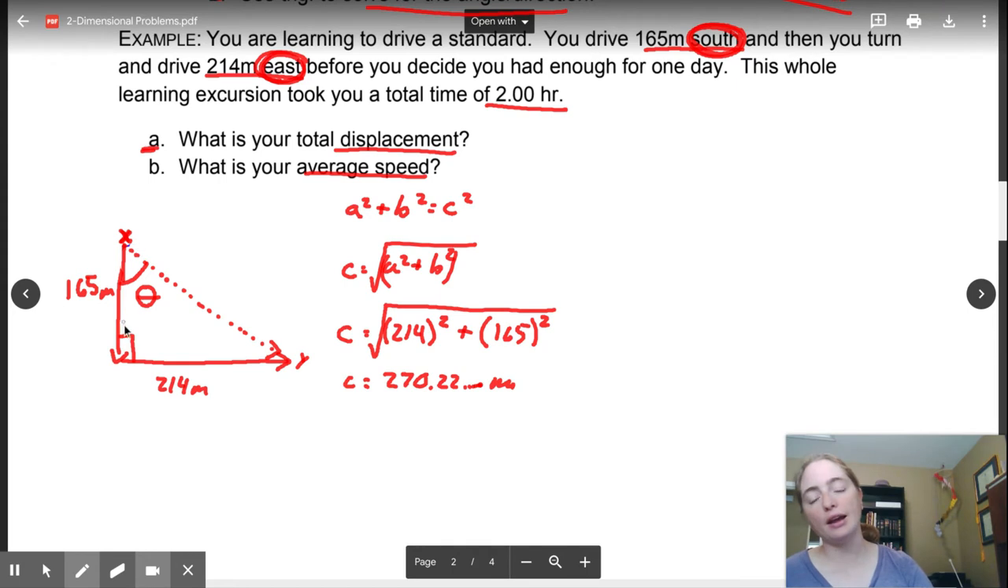Now, I have multiple different options to get theta. I want you to use tangent here. Why do I want you to use tangent and not sine or cosine? I want you to think about that for a sec. Think about it.